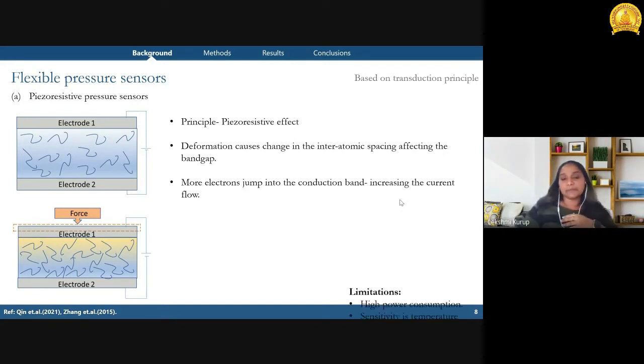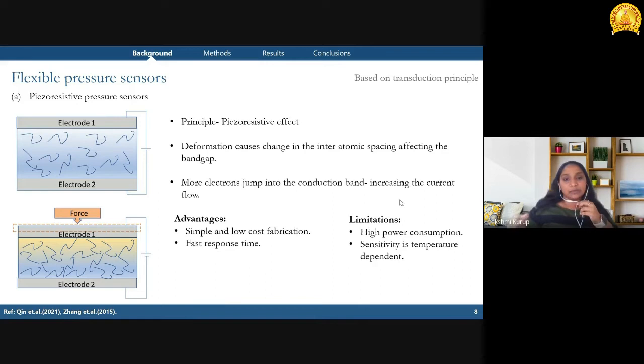So the main advantage of this type of sensor is that it is simple and low cost to fabricate, and it has a high response time. When we apply a pressure, that pressure is instantaneously converted into a variation in resistance.